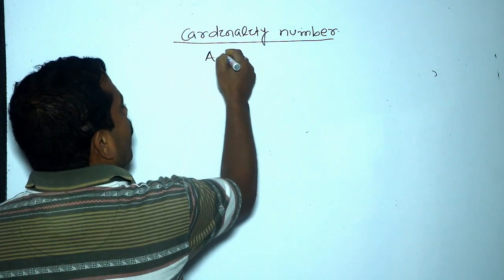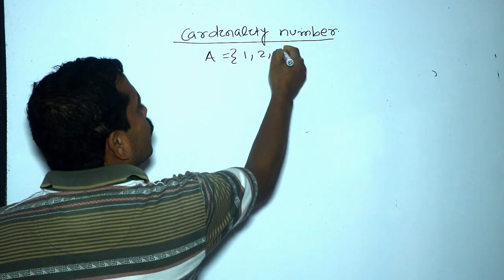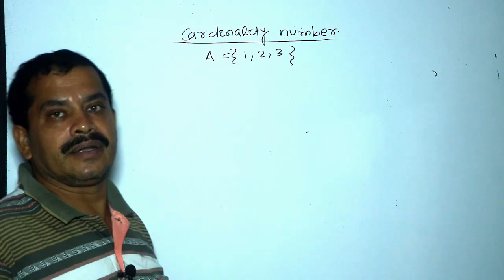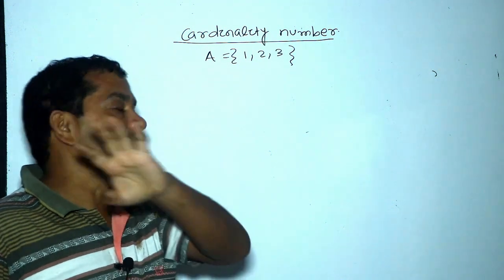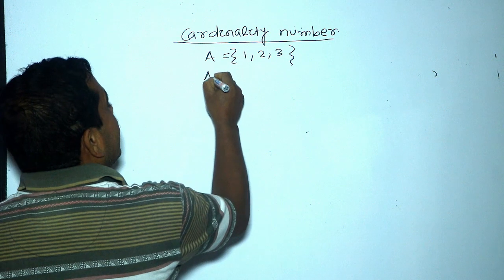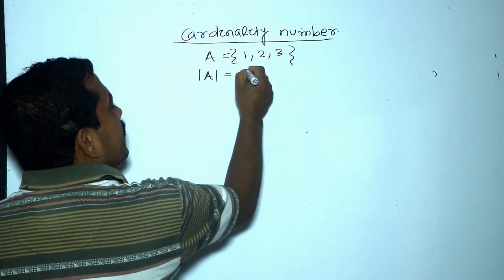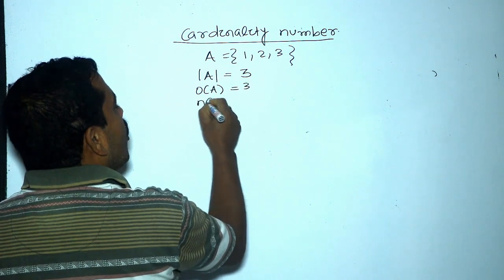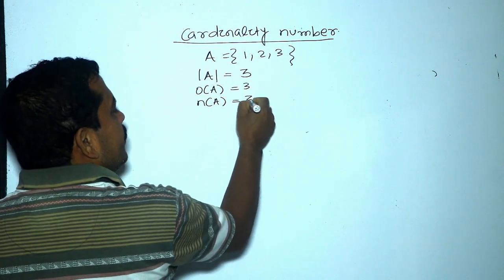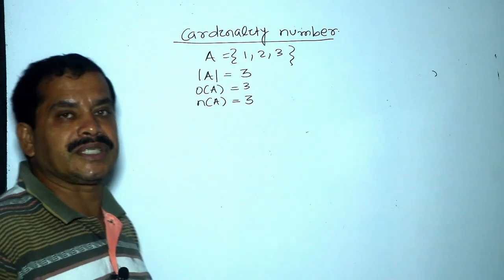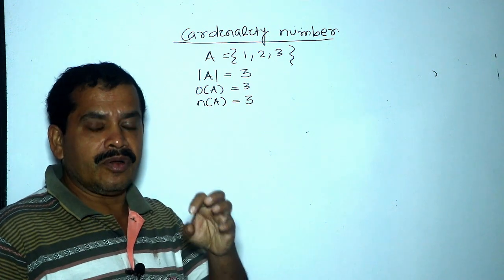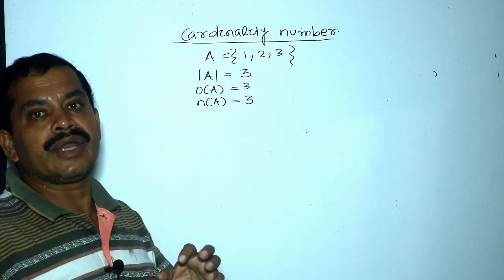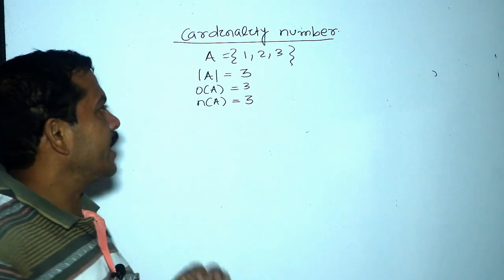Suppose a set contains elements 1, 2, 3. Here this set A has three distinct elements. So the cardinality of set A is 3, or order of A is 3, or number of elements in A is 3. That is the cardinality number of a set. It means the number of distinct elements present in a set is known as the cardinality number of a set.